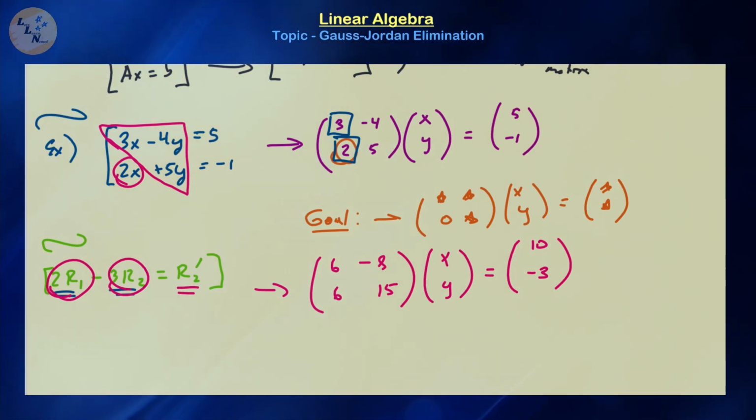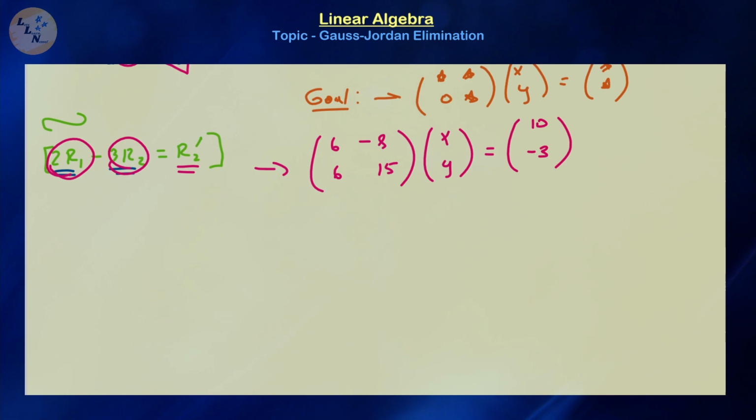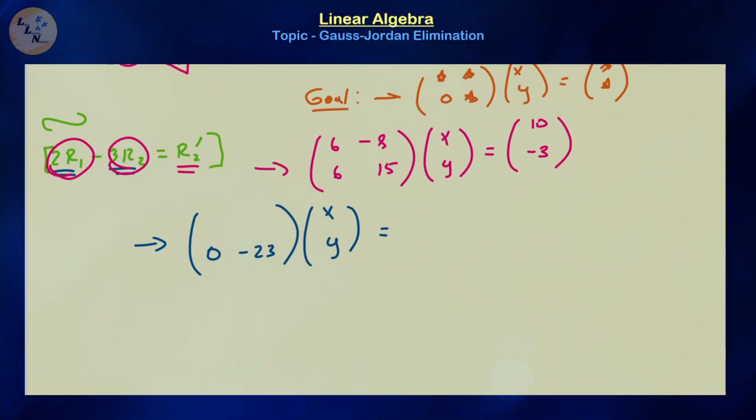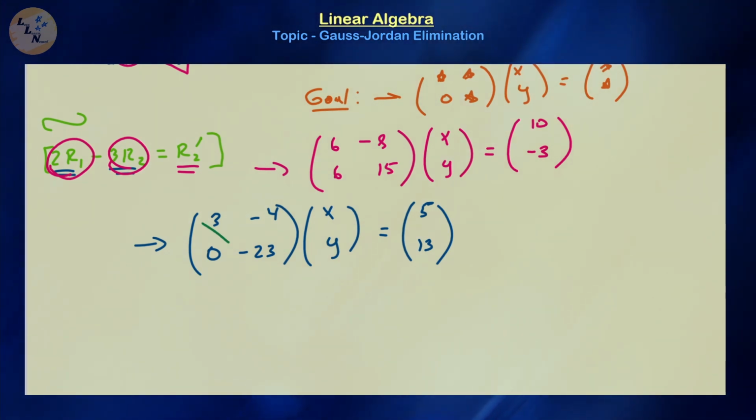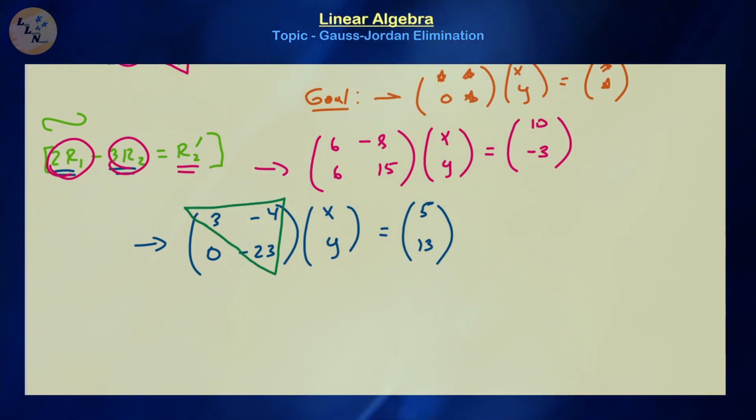We're going to keep our first row the same as it used to be, in particular this particular row. So once we do that, what will we get? 6 minus 6 is going to give us 0. Negative 8 minus 15 is going to be equal to minus 23. And then x, y is going to be equal to 10 minus negative 3, that's going to be equal to 13, and we're going to make our original row the same. So I'm just going to write it as 3, minus 4, 5, the row that existed before I multiplied that by 2. And notice what I have done, I've made my coefficient matrix an upper triangular matrix.